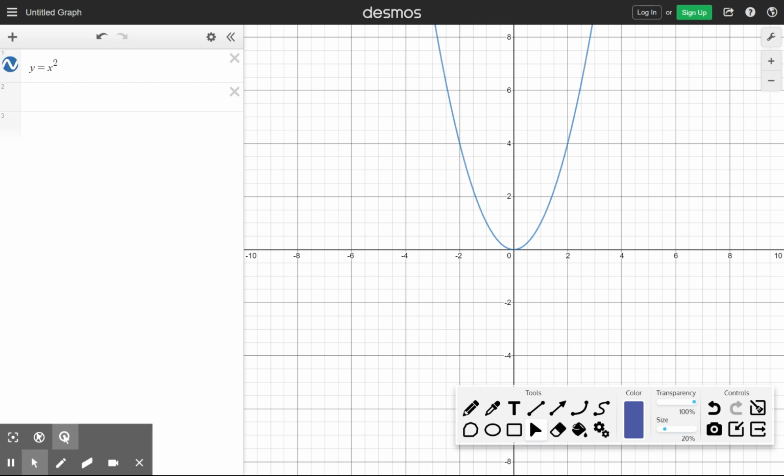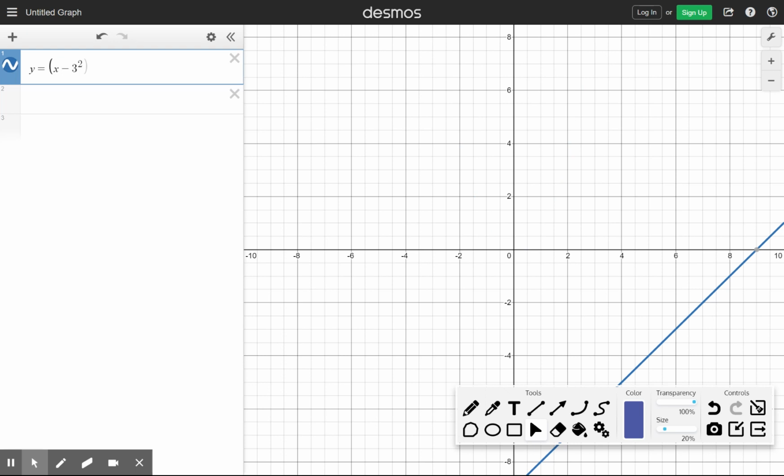To shift this to the left or the right, we need to put some parentheses. We'll make this parentheses x minus 3, parentheses, and then have the squared. So when we replace the x with x minus 3 in parentheses, it shifted it to the right 3 places. It's kind of backwards of what you would expect. When it's minus 3, it shifts to the right. But when you put in x plus 3, it shifts to the left.